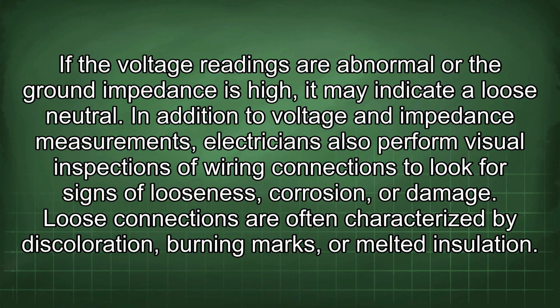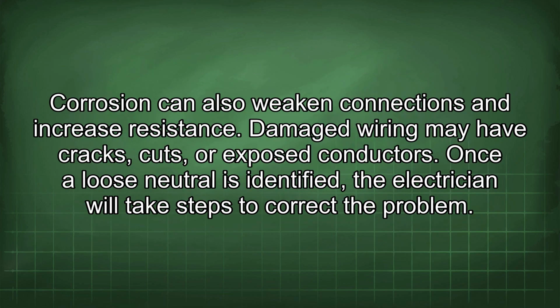In addition to voltage and impedance measurements, electricians also perform visual inspections of wiring connections to look for signs of looseness, corrosion, or damage. Loose connections are often characterized by discoloration, burning marks, or melted insulation. Corrosion can also weaken connections and increase resistance. Damaged wiring may have cracks, cuts, or exposed conductors.